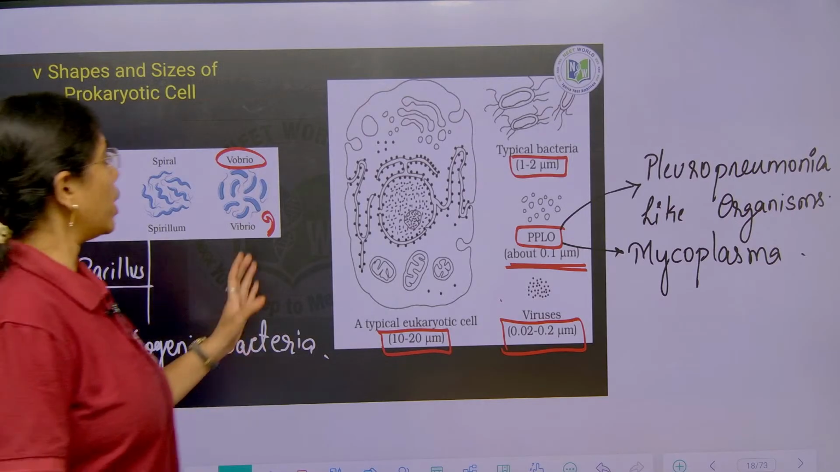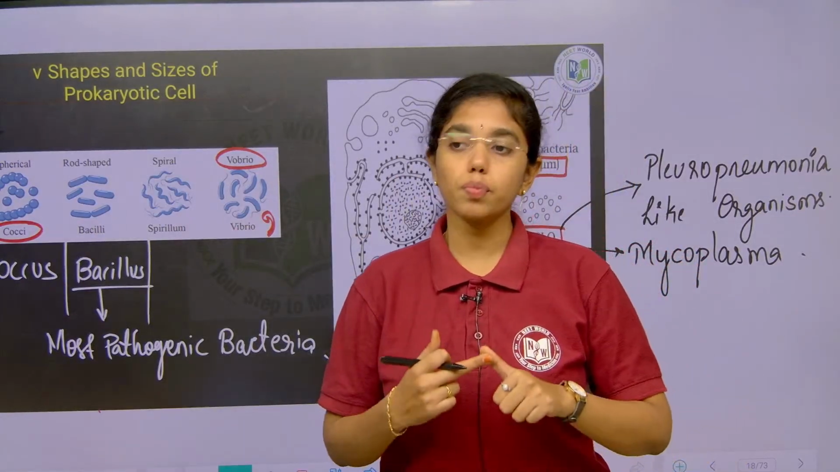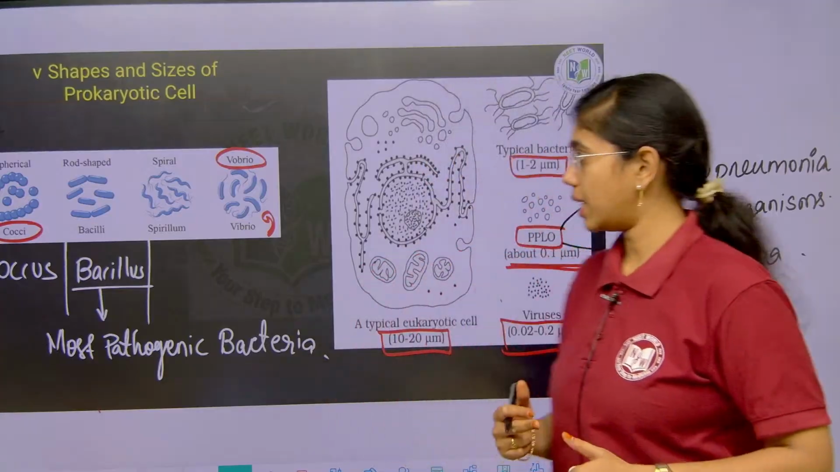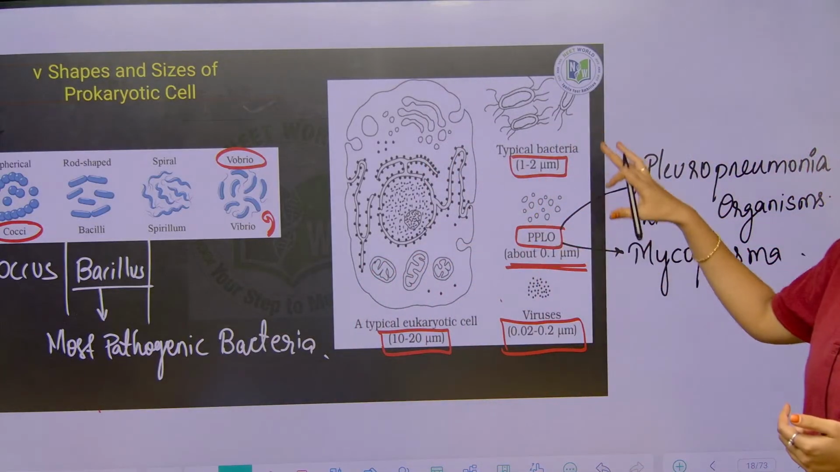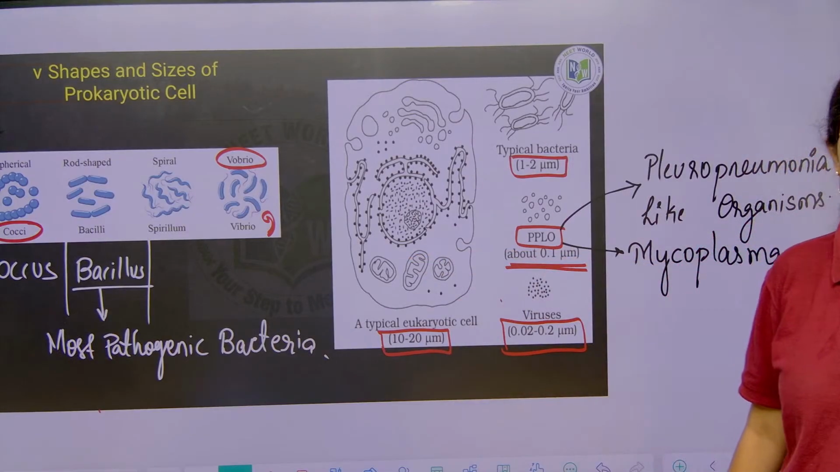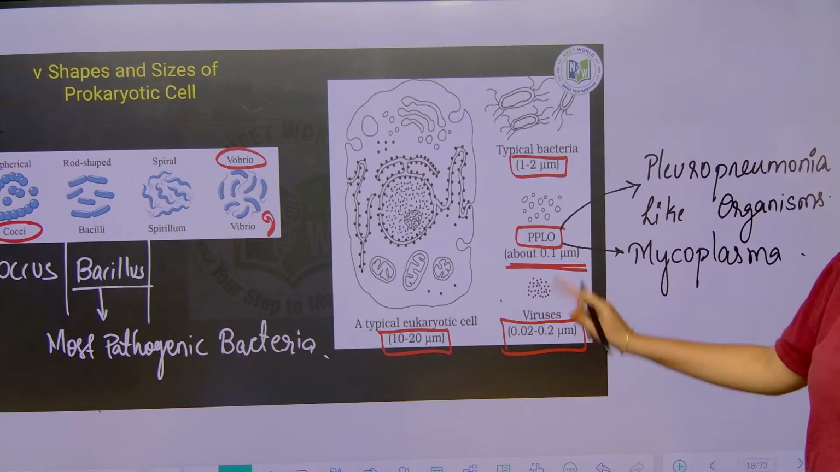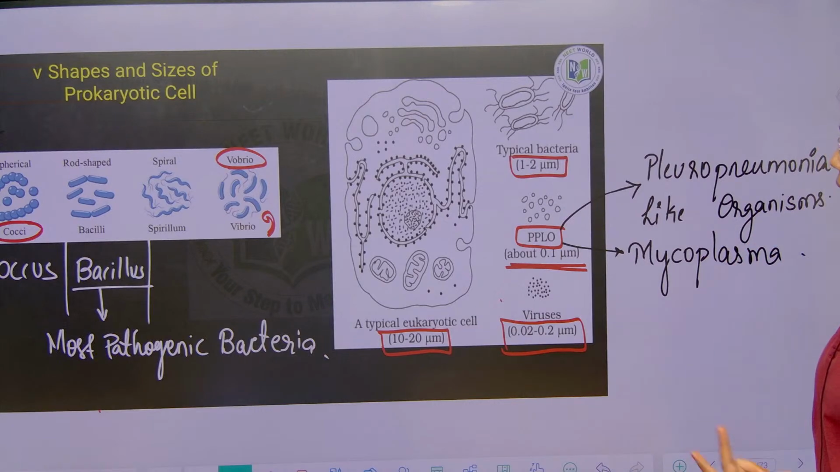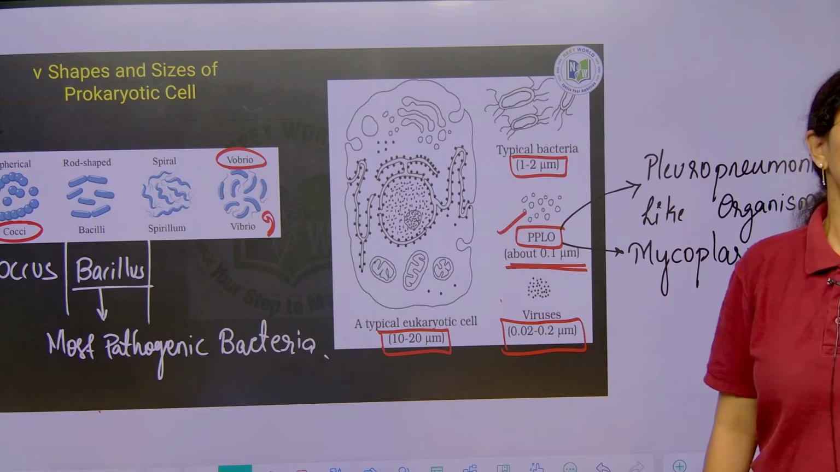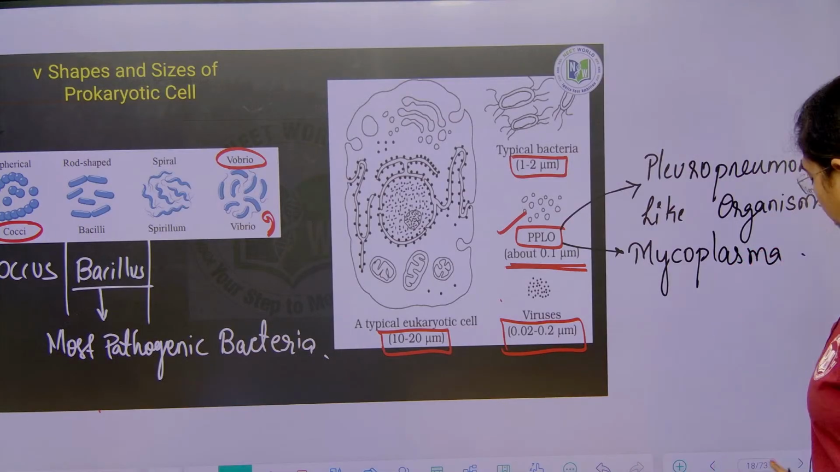Okay. So here we have learnt different shapes of bacteria, of which the most pathogenic type are bacilli. Next we have looked at different sizes. Eukaryotic cell is of what size? Approximately 10 to 20 micrometers. Bacteria 1 to 2 micrometers, PPLO 0.1 micrometer in diameter, and viruses around 0.02 to 0.2 micrometers. Amongst these, the smallest is PPLO. Mycoplasma is the smallest living cell. Okay. Next.